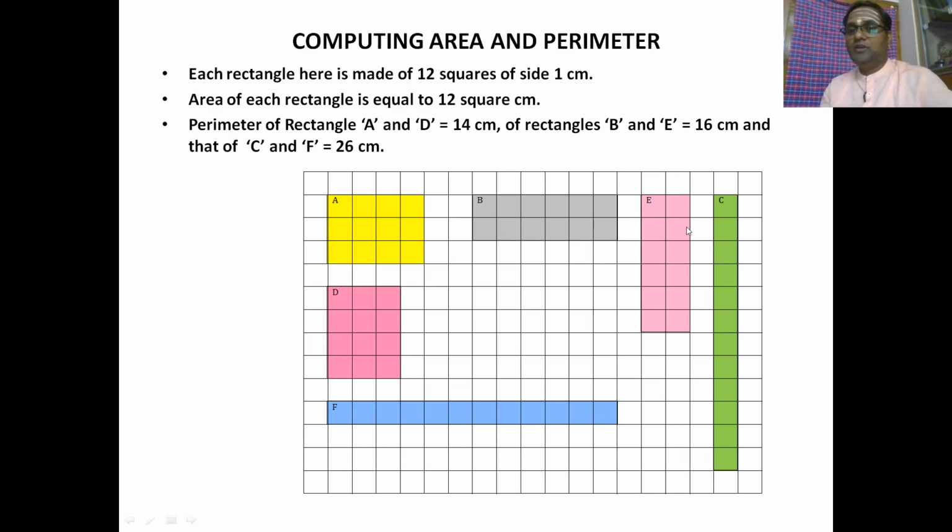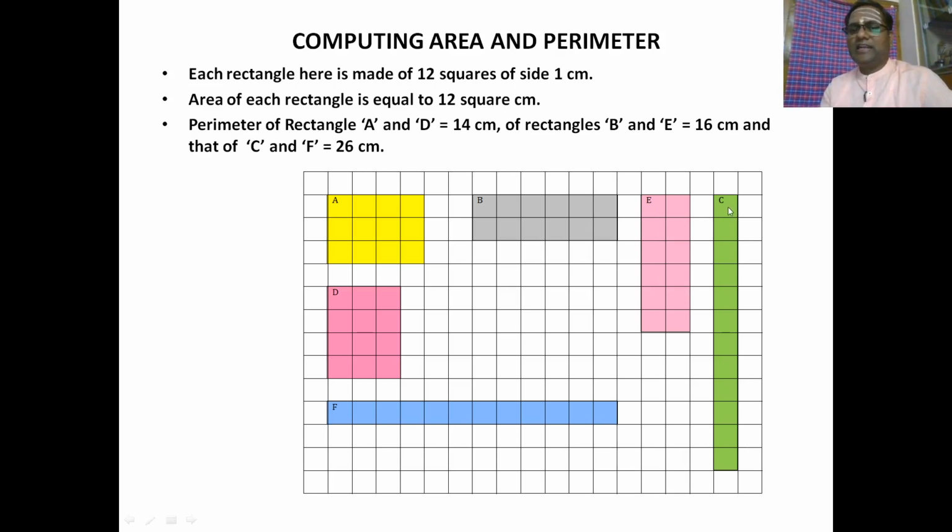Now coming to rectangle E. See 1, 2, 2 plus 2, 4, 6, 8, 10, 12. Rectangle E is also made up of 12 square boxes. So area of rectangle E is again 12 square centimeters.